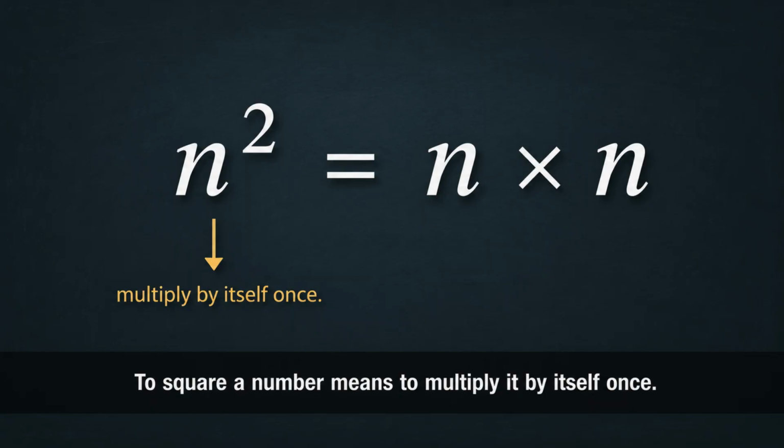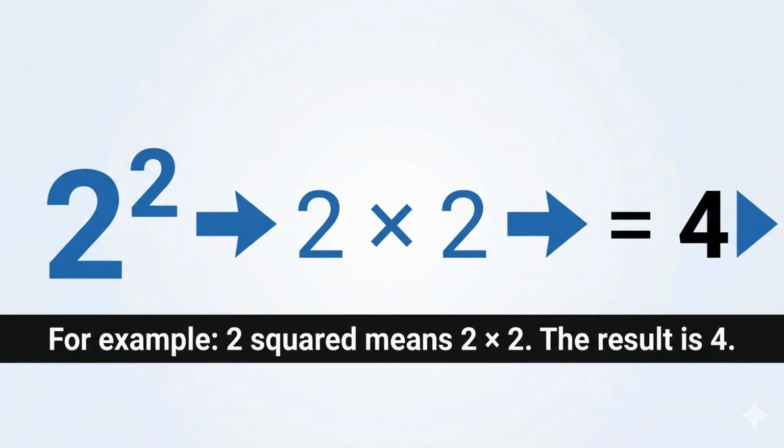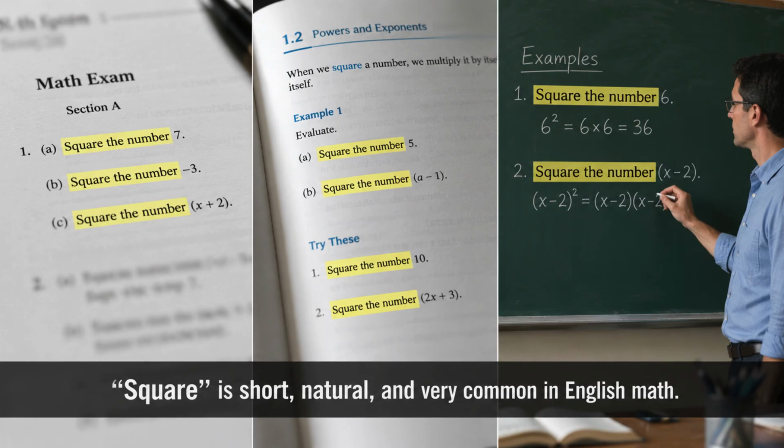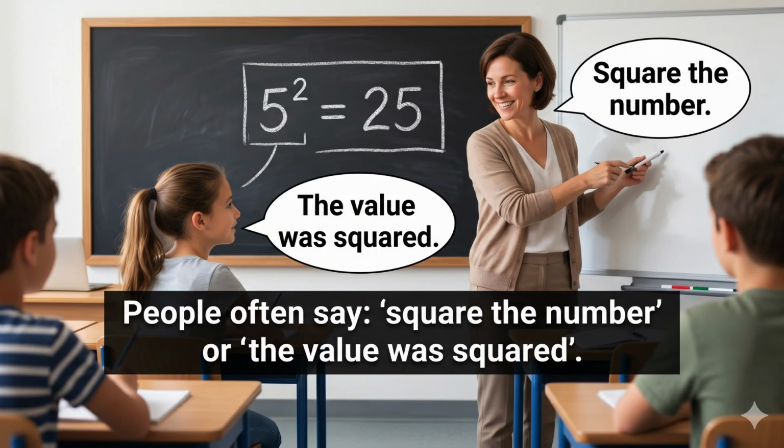To square a number means to multiply it by itself once. For example, 2 squared means 2 by 2. The result is 4. This word is only used for the power of 2. Now notice this. Square is short, natural, and very common in English math. People often say, square the number, or the value was squared.